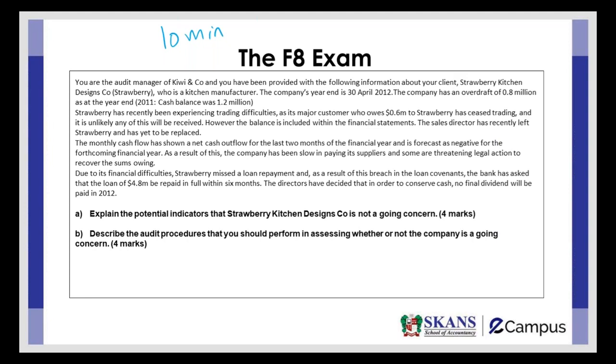All right, guys, I can see you have been typing in your answers and most of you are right. I am going to be slightly more specific now. If you could please answer individually, guys. If we start off with the first paragraph, can you see my screen? Okay. So if you could tell me the indicators in the first paragraph. Strawberry has recently been experiencing trading difficulties. Major customer has ceased trading and the director has left. Most of you are doing it. Cease trading, no final dividend, breach in loan, loss of customer. Let me just quickly read through, guys.